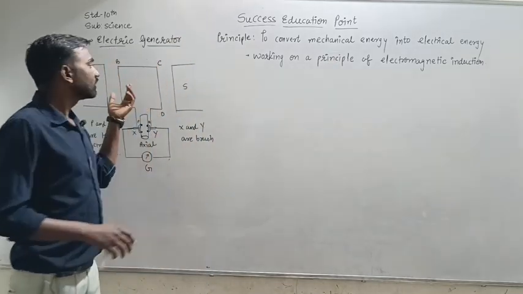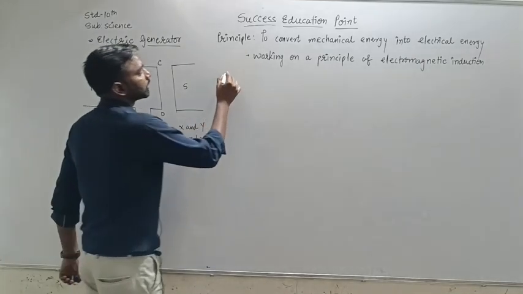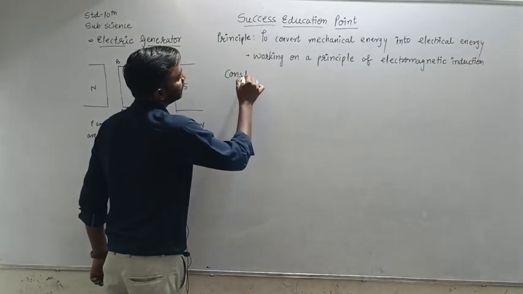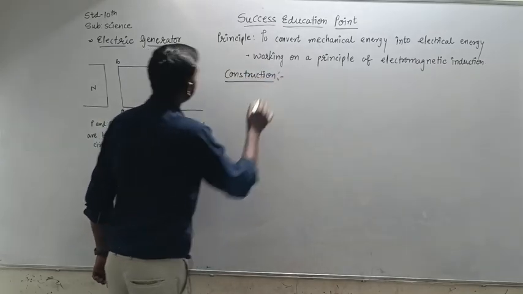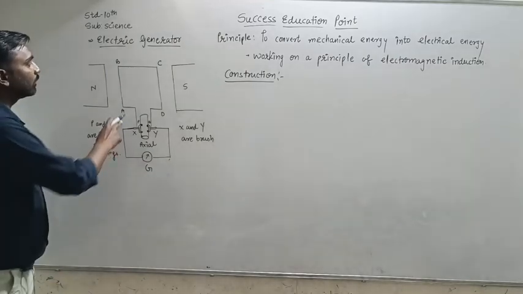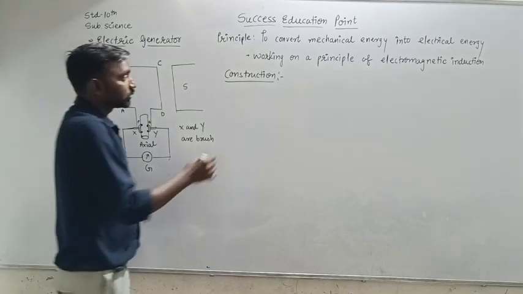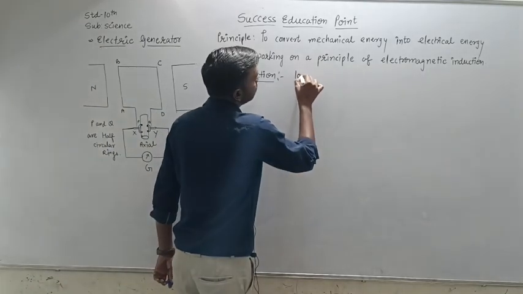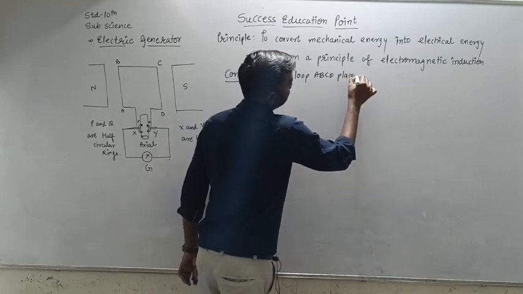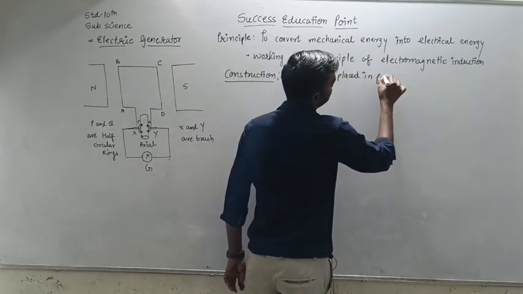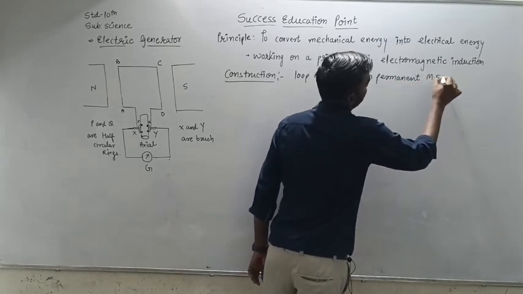Now get back to this complete diagram, on the basis of which we are going to write the construction. The construction can be written easily from this diagram. Here we have the loop ABCD, which is placed in the permanent magnetic field. So the first point you should write: loop ABCD placed in permanent magnetic field.